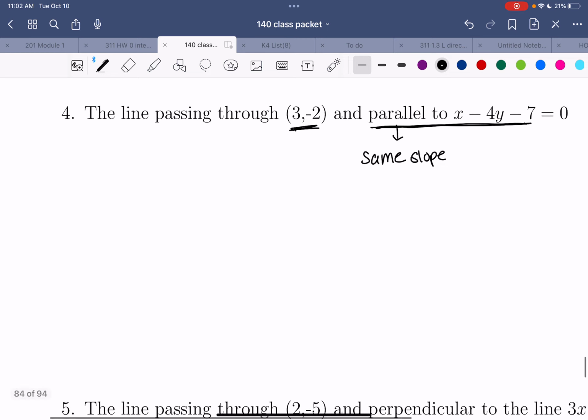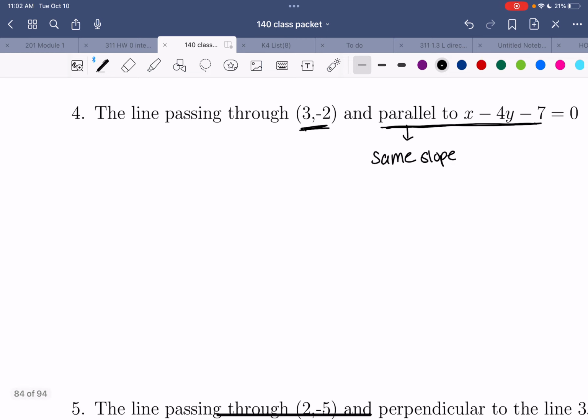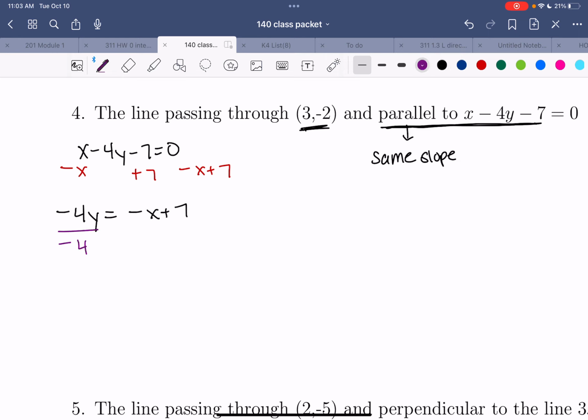Well, in order to do that, we've got to solve that one equal to 0. Set it equal to 0, solve for y, so that we can identify the slope. So I have x minus 4y minus 7 equals 0. I'm going to go ahead and move the x and the constant term to the other side. That's going to give me negative 4y is negative x plus 7. And then I'm going to divide both sides by negative 4. That will give me y equals negative 1 over negative 4 is 1 over 4x, and negative 7 over 4.